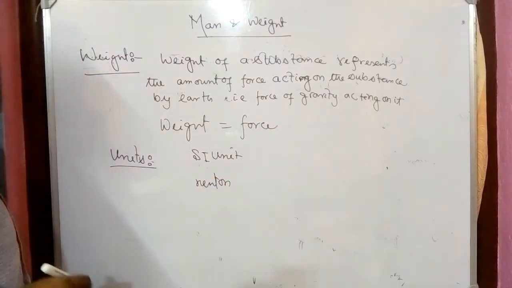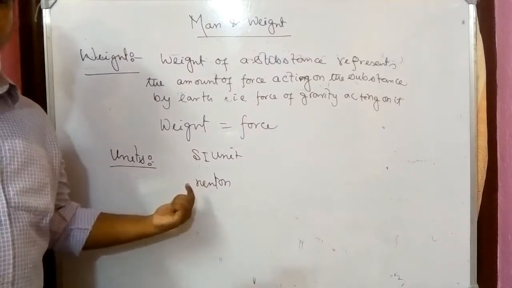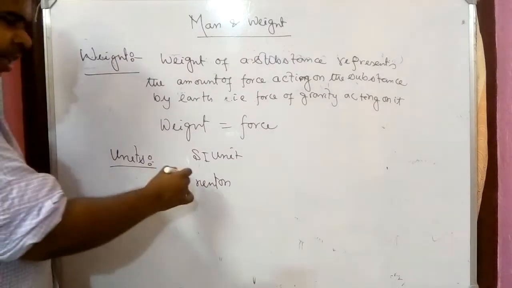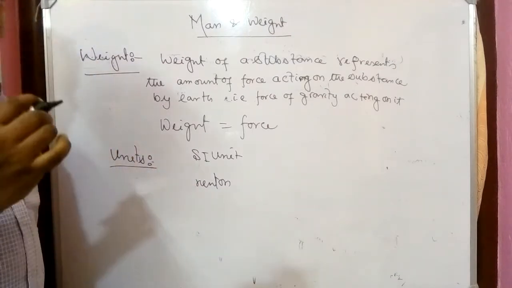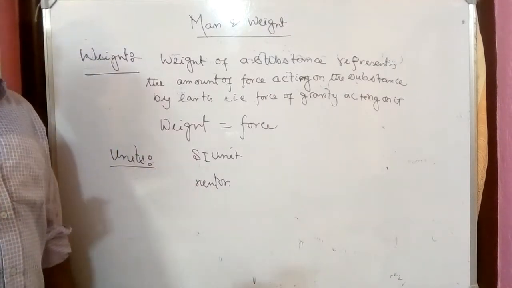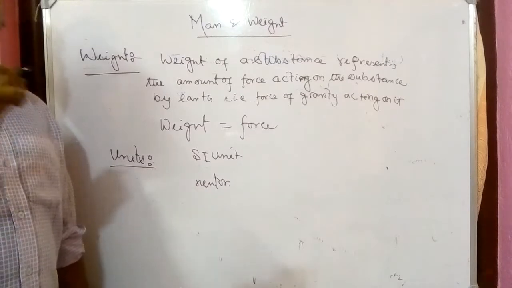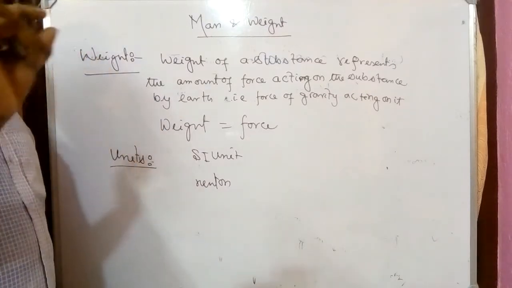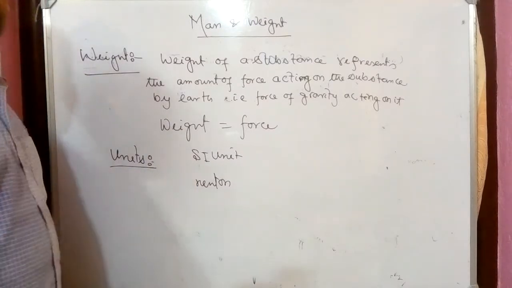Now you might be asking, sir, you have written newton in small letter, is it correct? Yes, I am correct, because here I just want to write the unit newton, not the name of the great scientist Newton. If I want to write the name of the scientist, then we have to write it with a capital letter.